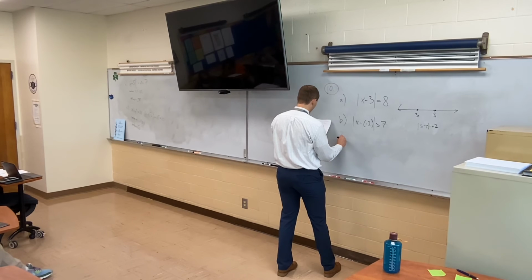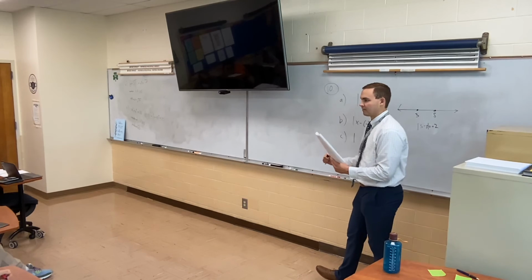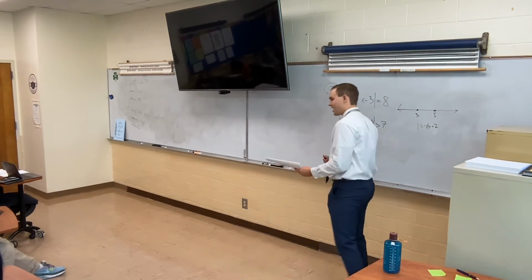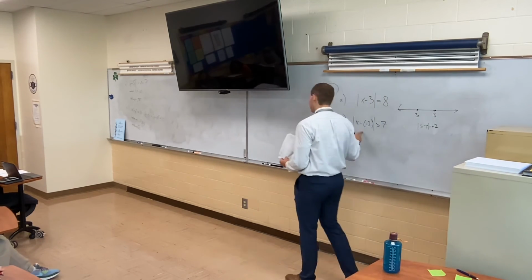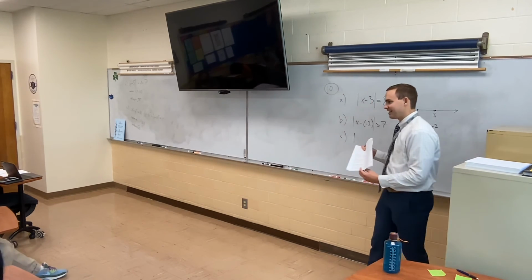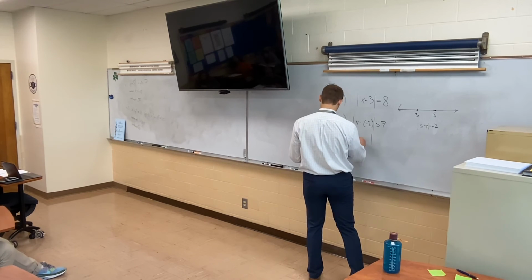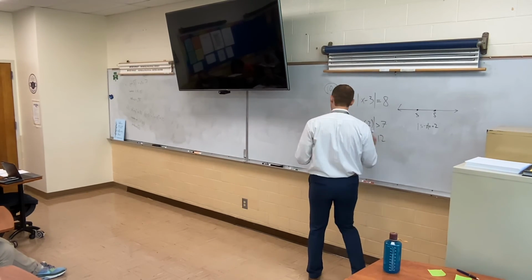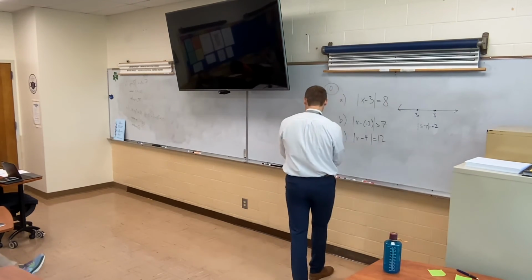And then the distance between 4 and x is 12. So how do I write that with absolute value bars? Equals 12, part C. Nice, all right, round of applause for Jeff. There we go, nice. All right, and then D.